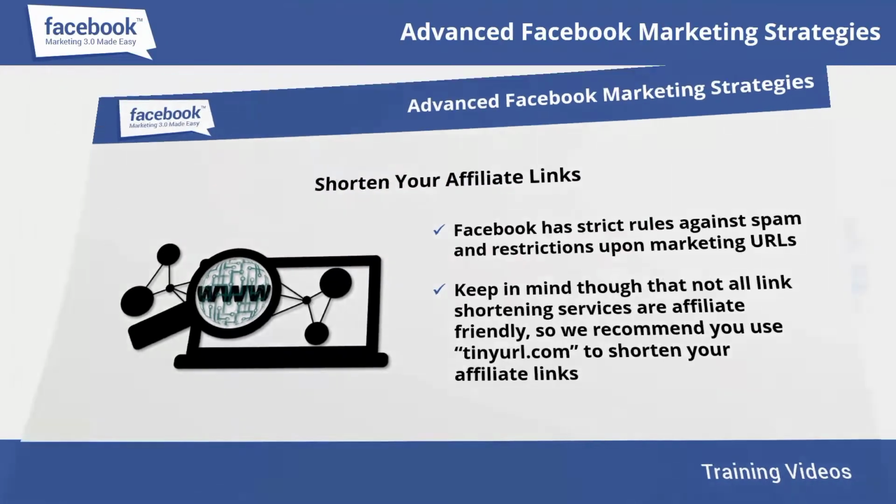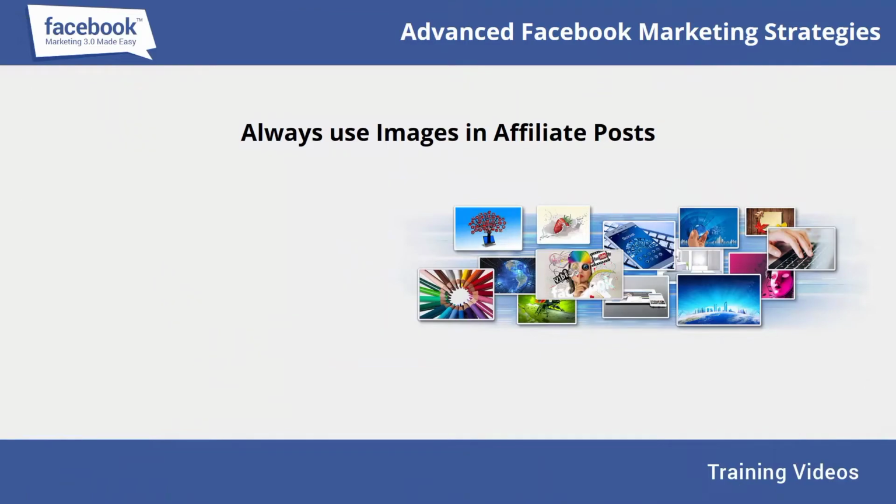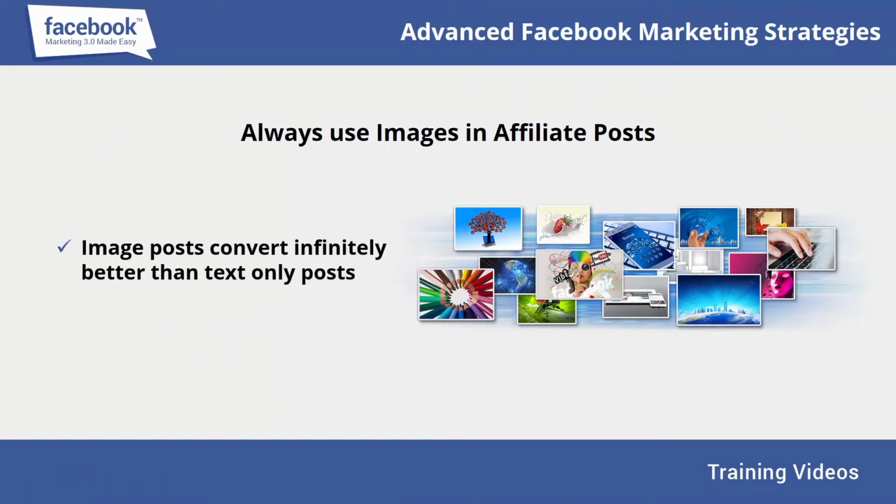Always use images in affiliate posts. Image posts convert infinitely better than text-only posts. When you promote a product, concentrate on a single picture of the product or an image with a simple background and text. Avoid flashy images because they are immediately considered spam.